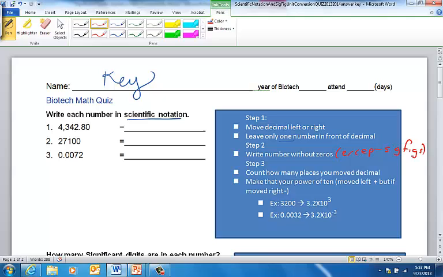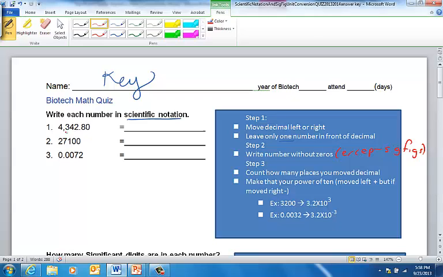Okay, count how many places you have moved the decimal. Make that your power of 10. If moved left, positive, but if moved right, it would be negative. So 3200 would be 3.2 times 10 to the positive third, and 0.0032 would become 3.2 times 10 to the negative third.